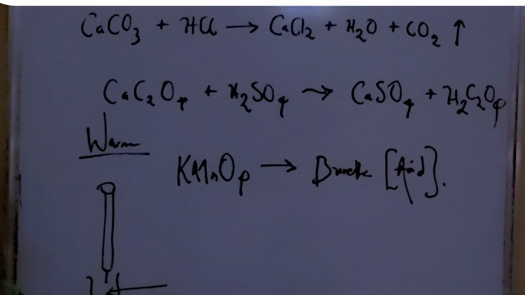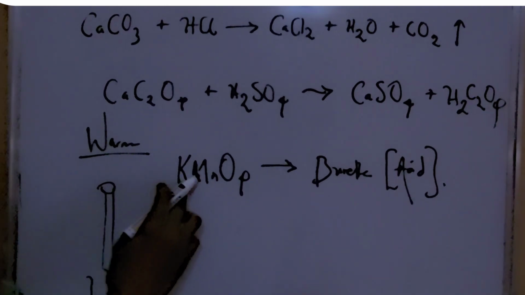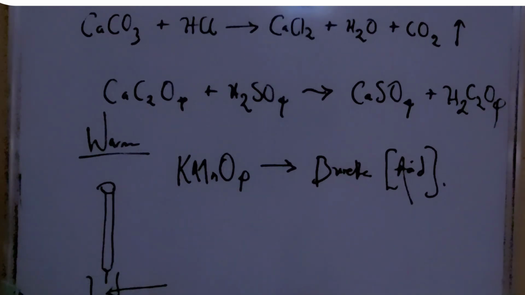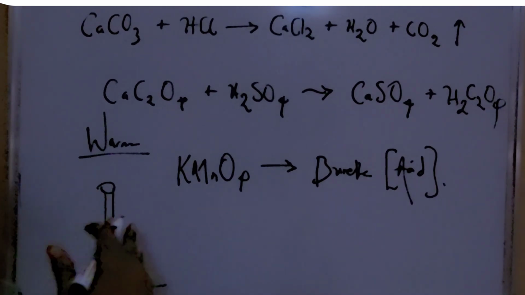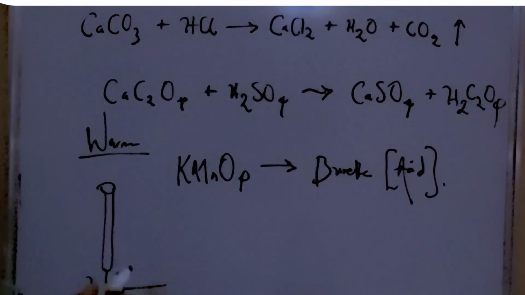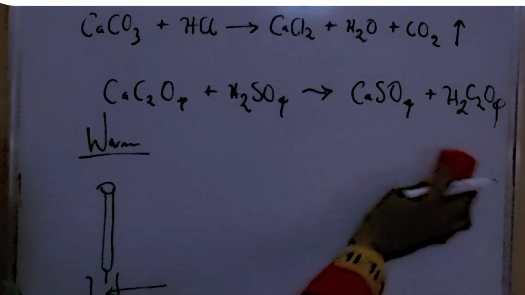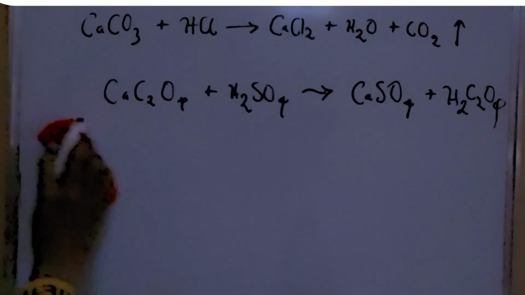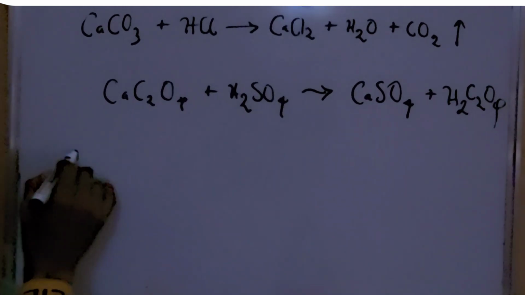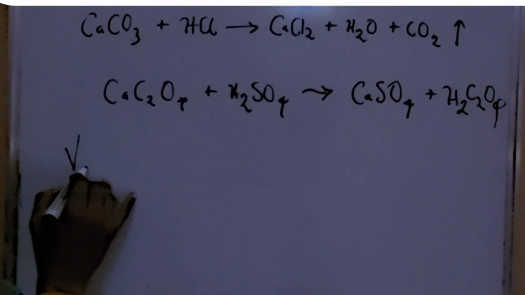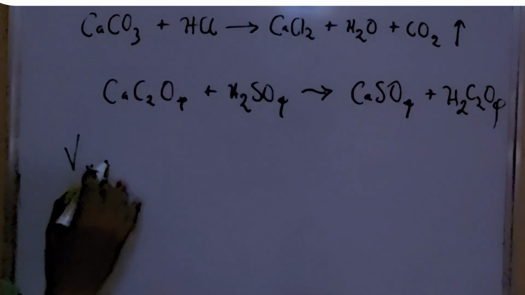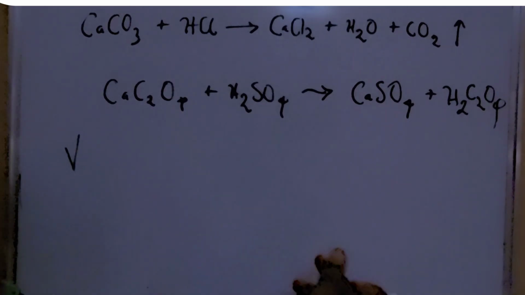You don't need an indicator because this system is colored, okay? I'm not going to tell you the observations, so you have to be observant to see what color is changing. Once you've gotten your endpoint, that is going to give you the volume of the permanganate used. In this case, we are after the volume of the permanganate, and the permanganate is in the burette.